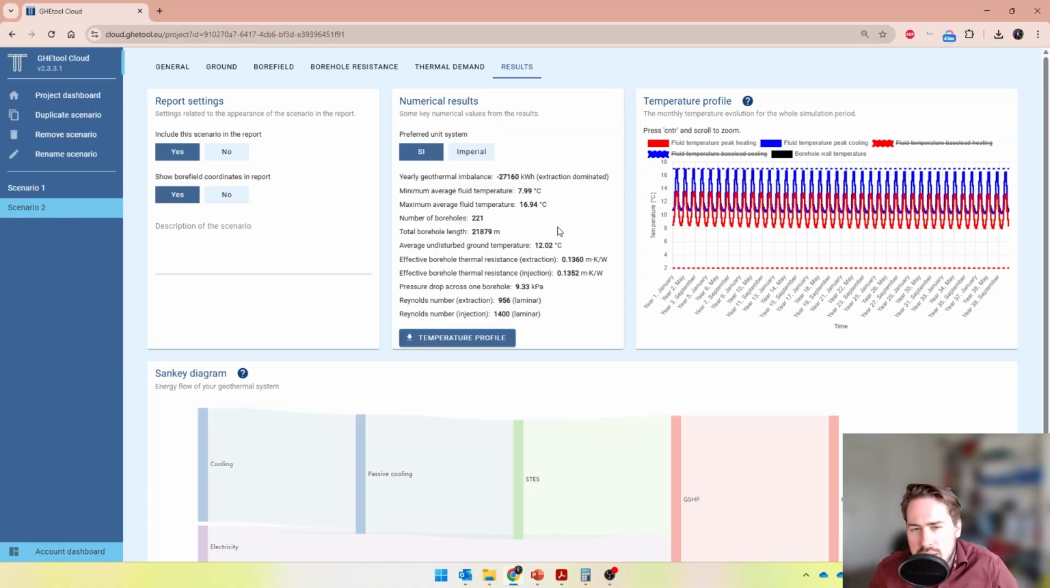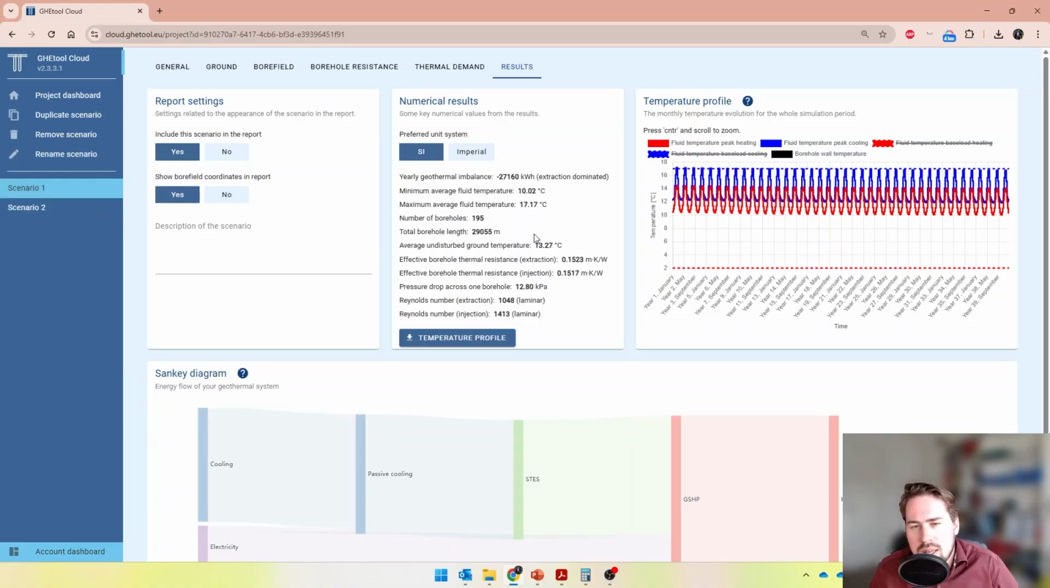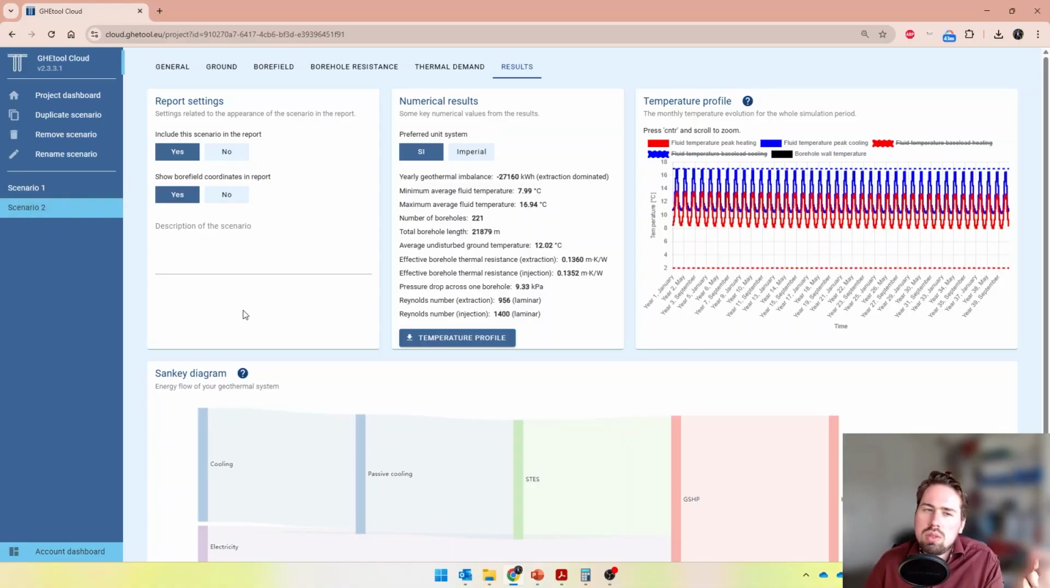We have here an average ground temperature of 12 degrees C, where before we had one of 13.27 degrees. And since this bore field is limited by the cooling demand, having this lower ground temperature actually means that you don't need that many boreholes to cope with it. So for this project, as for basically every project in geothermal engineering, you need to calculate certain things. You cannot just work with a rule of three to calculate the new design.